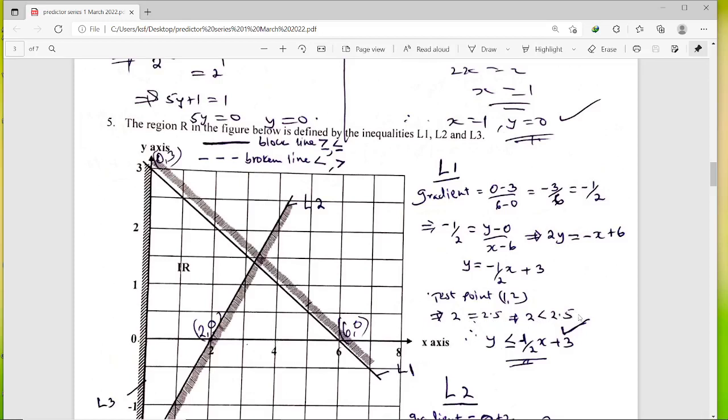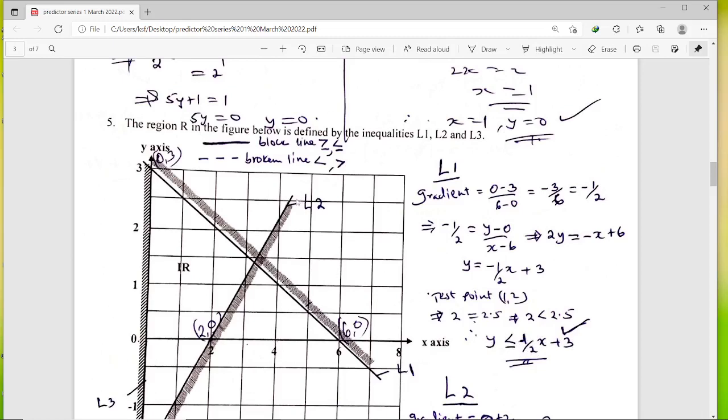If 2 is less than 2.5, you look now at the kind of line you have. It's not broken. If it was broken, then we would have replaced the equal sign with just a less than. But in this case, it is continuous, and if it's a continuous line, you replace it with less than or equal to. So I'll go to my equation and write y is less than or equal to negative half x plus 3.